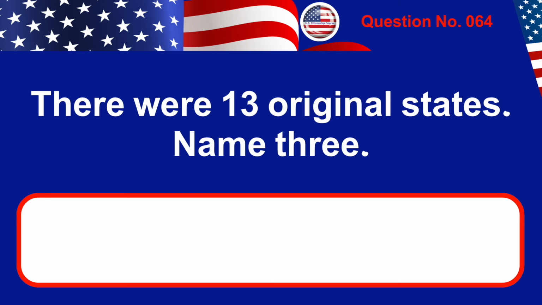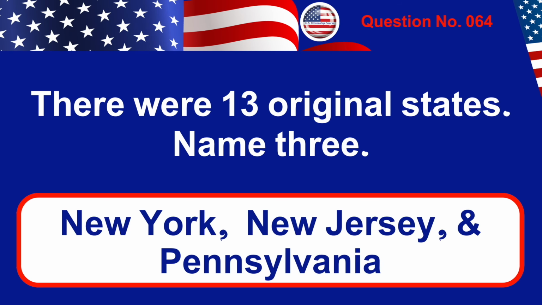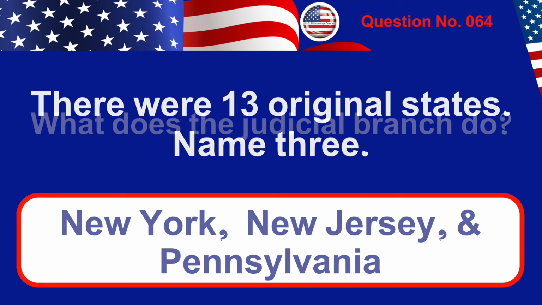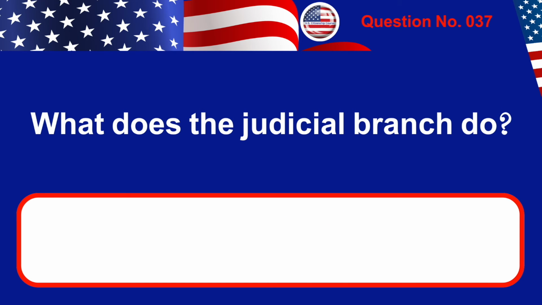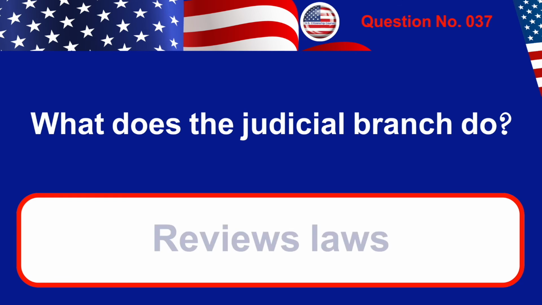There were 13 original states. Name 3. New York, New Jersey, and Pennsylvania. What does the judicial branch do? Reviews laws.